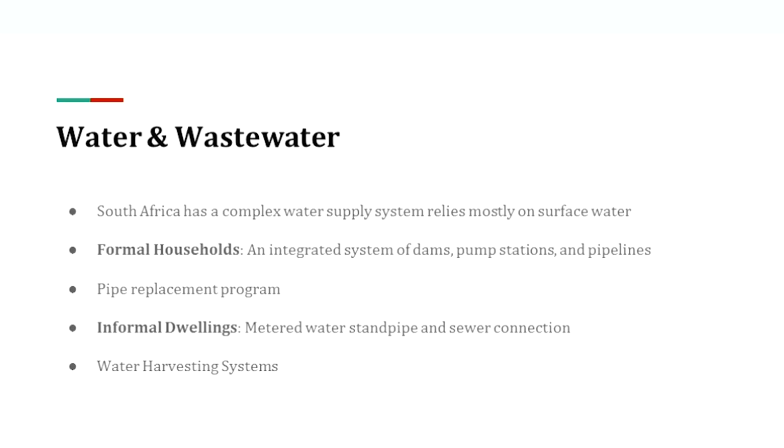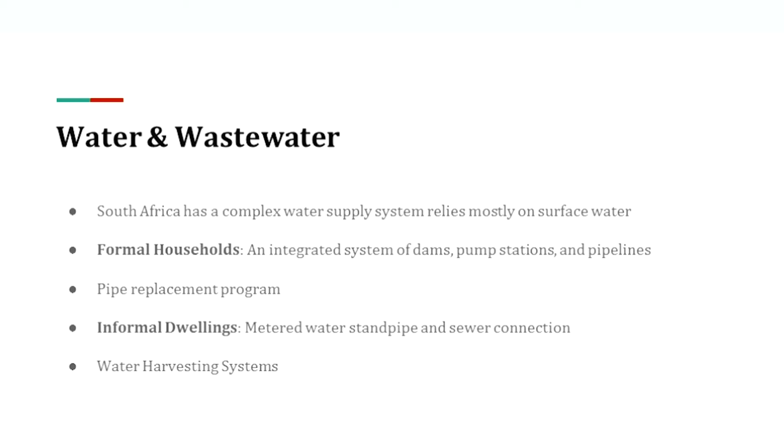So basically they rely mostly on surface water. The formal households will be supplied with an integrated system of dams, pump stations, and pipelines, which already exists right now, like a typical municipal system. But they have a really big issue again with really old infrastructure, so the pipe replacement program in place should be intensified to reduce sewage blockages and water losses.